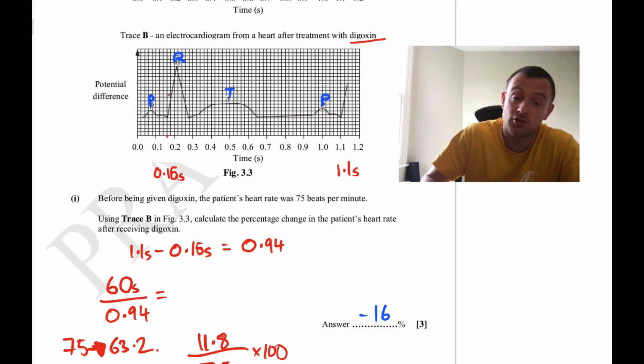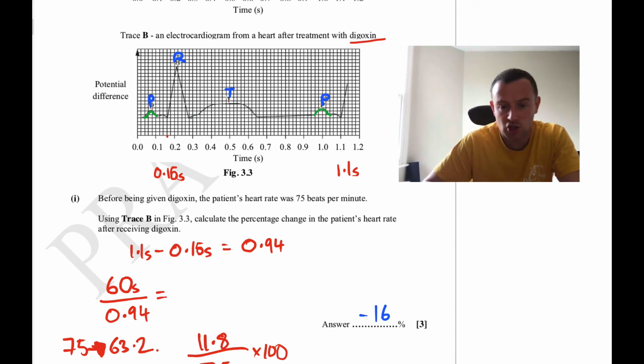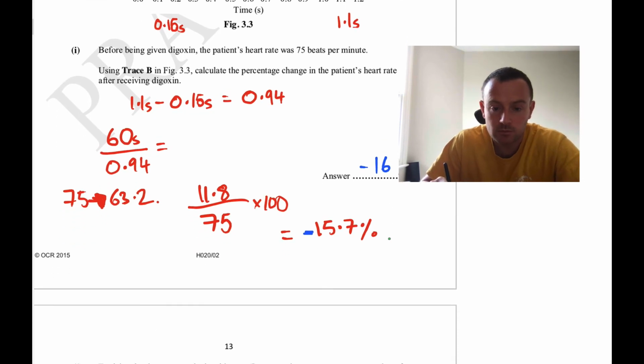I tell you what is not a good idea to do: you don't want to measure with one of these hump bits, because they're a bit vague. You don't really know where to measure from. So I would always pick a sharp point to measure from. Okay, moving on.